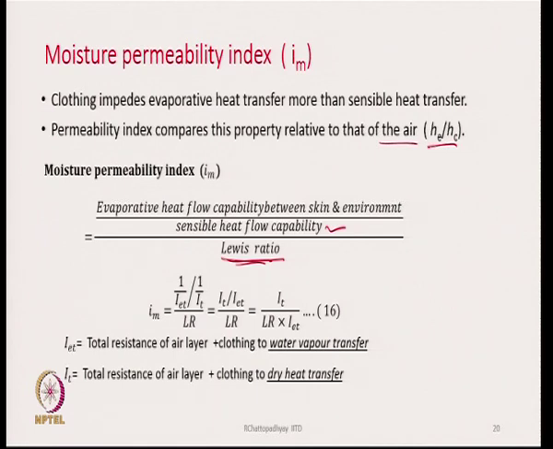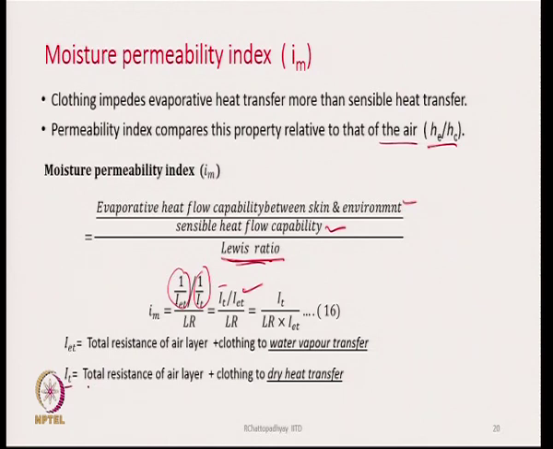On the numerator, what do we have? A ratio of the evaporative heat flow capability between skin and environment and the sensible heat flow capability. So I m is going to be 1 upon I e t over 1 upon I t, divided by L r. That basically means I t divided by I e t. E stands for evaporative heat transfer. You have written it here.